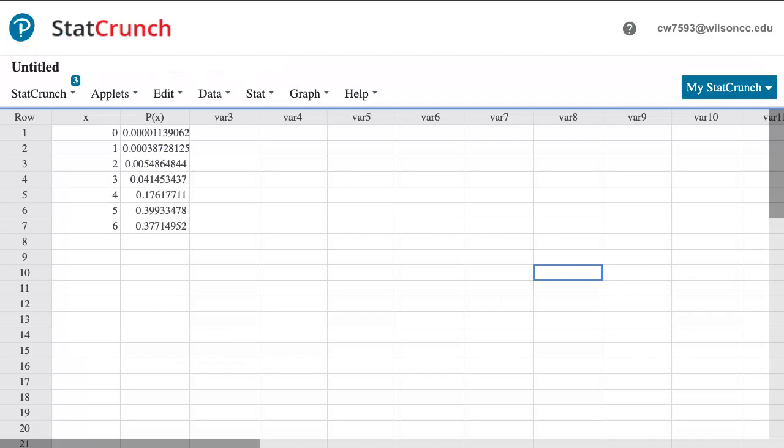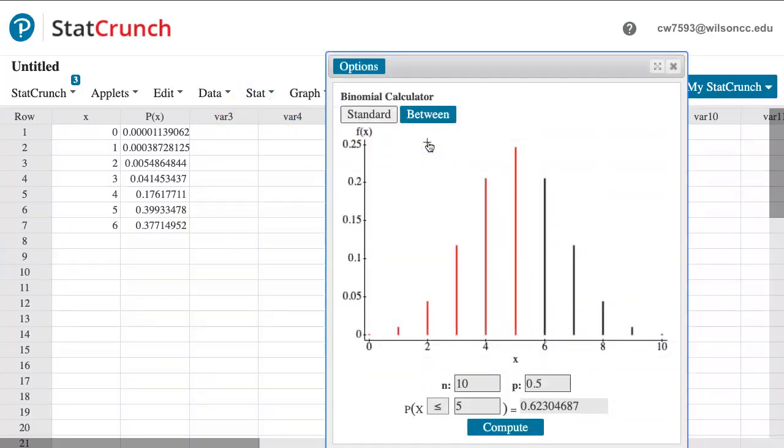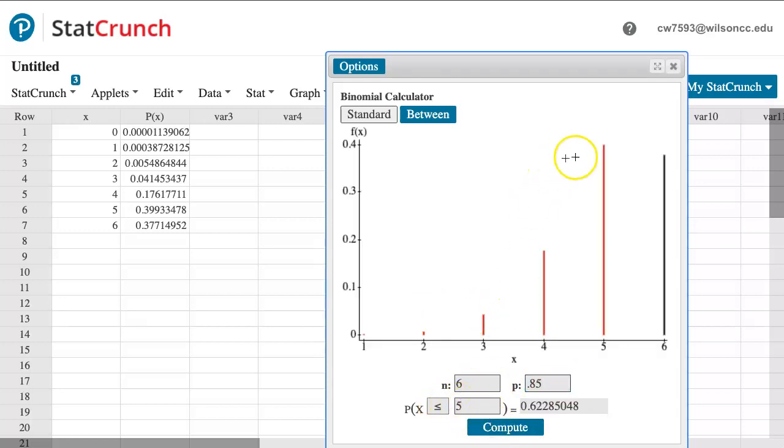There is one other way to arrive at the graph using StatCrunch, and that is to go to Stat, Calculators, and Binomial. And this is probably the most common way for myself whenever I'm trying to find a graph, because I'm also looking for a particular probability. So you see here towards the bottom of the screen, I type in those parameters given, that N is 6 and P is 0.85. I'm not going to change anything else just yet, but I'll click compute and it's showing me this graph.